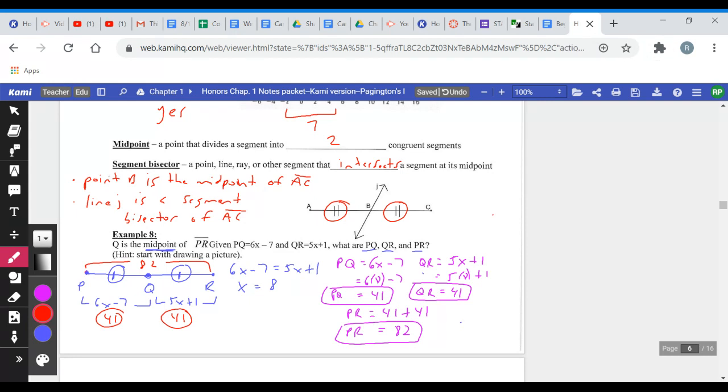Okay, so go ahead and check yours with mine. Once I solved for x, I got 8. Once I plugged back in for PQ, you can see I got 41. For QR, I got 41. And then they also asked me to find PR, which is 82. And then, as a quick check, I just was making sure that 41 plus 41 is equal to 82. I labeled that on the picture. Sometimes it's helpful to see that. If you want to write it out as the quick check, you can. But just take the time to make sure that checks out.